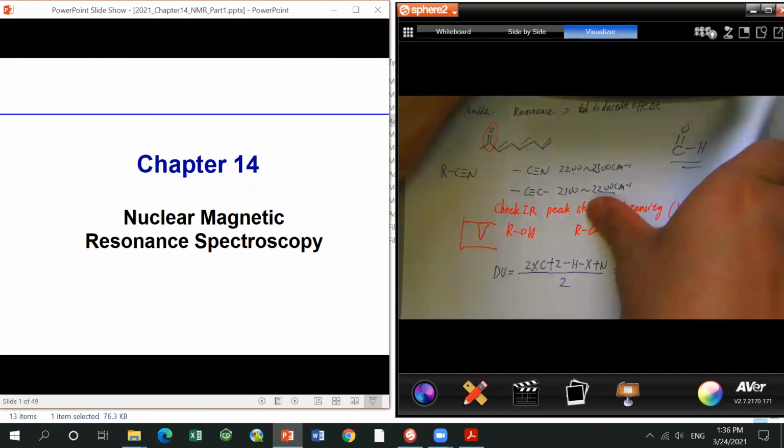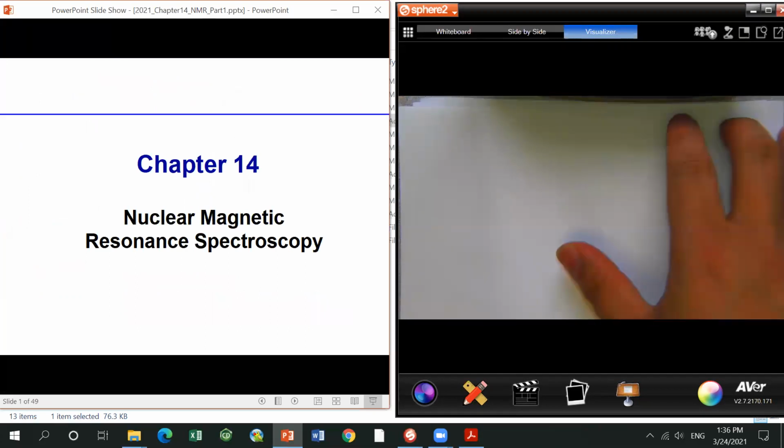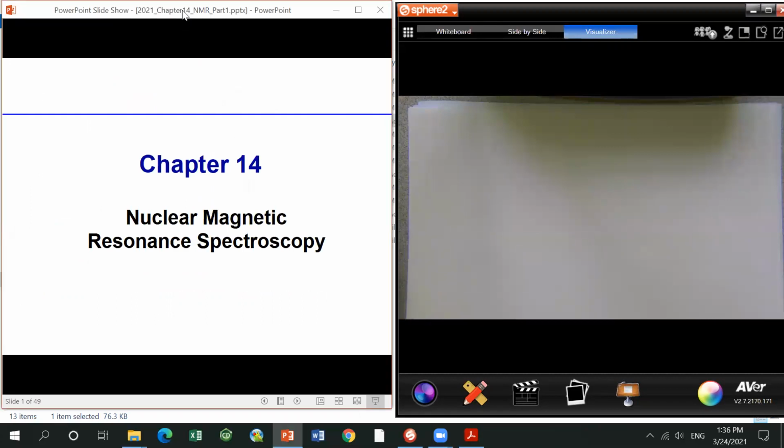So the new chapter is called nuclear magnetic resonance spectroscopy, abbreviated NMR spectroscopy. This is another huge and very hard chapter. In organic chemistry 1 we have two tough chapters: one is chapter 7, stereochemistry, and the other is the NMR chapter. We'll spend probably more than 1 week, actually probably 2 weeks, because next Wednesday there's no class.